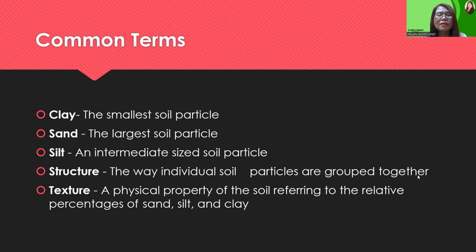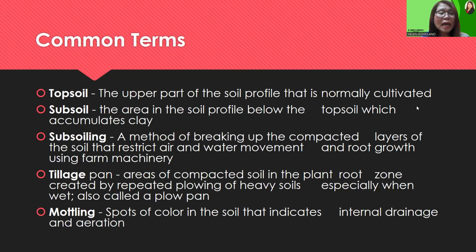Structure is the way individual soil particles are grouped together, while texture is a physical property of soil. It refers to the relative percentage of sand, silt, and clay. These are the basics: smallest, clay; largest, sand; intermediate, silt. Another common term is topsoil. Topsoil is the upper part of the soil profile that is normally cultivated.